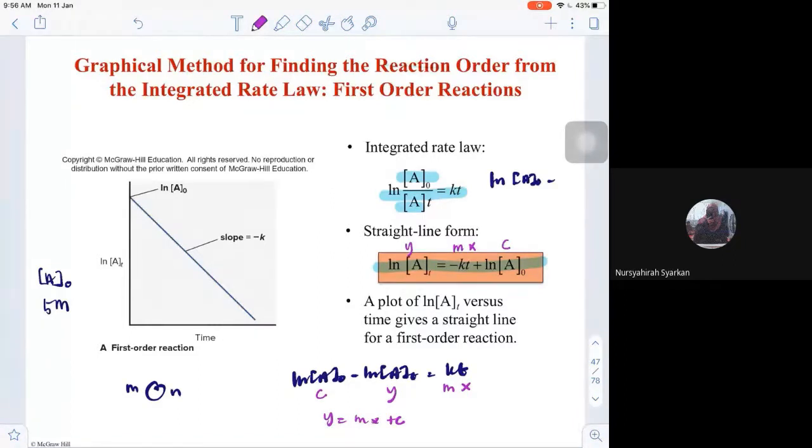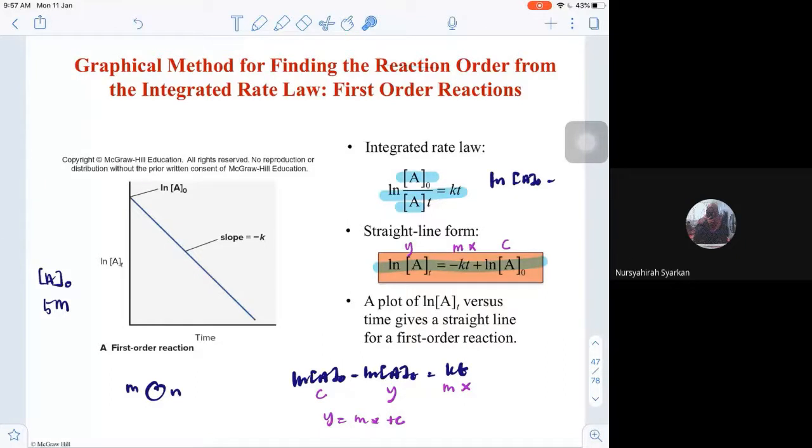So if we plot a graph of ln of the concentration of A versus t, then we will get a linear graph, ln concentration versus time, with a gradient of negative k. So if you get a graph of ln concentration versus time that is linear, you should know that the reaction is a first order reaction.